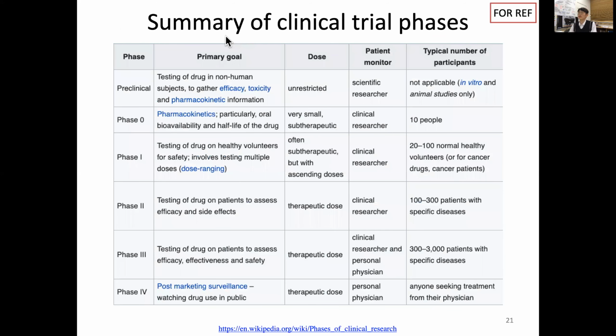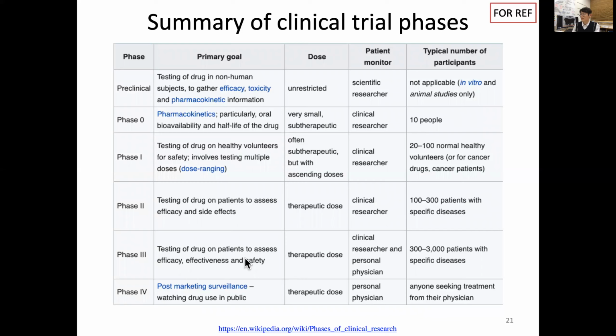So here is a summary of clinical trials from Wikipedia. You can take a look at this. I just point out there is a phase 0, which I didn't talk about. It is about the pharmacokinetics of the drug, oral bioavailability, and half-life of the drug. So these pharmacokinetic aspects can be studied, which is also very important later on.